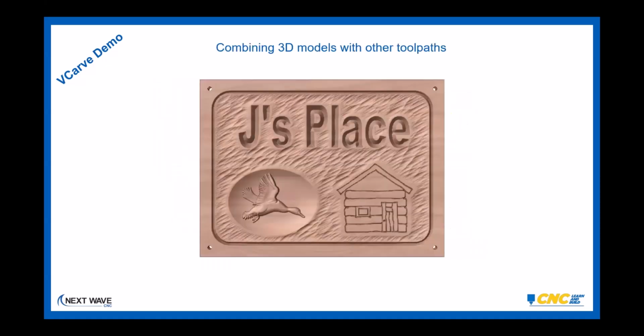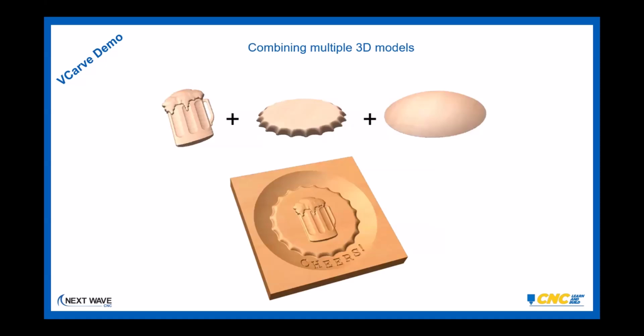We're going to look at how you combine 3D models with other toolpaths to get creative designs like this sign. Then we're going to look at combining multiple 3D models into a single model. All this is done in VCarve. You don't need Aspire for any of this.